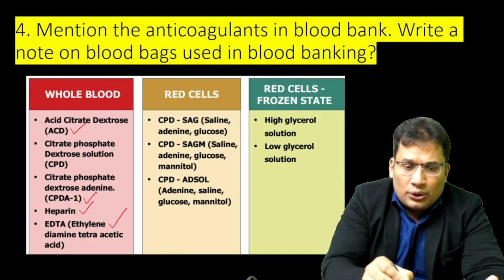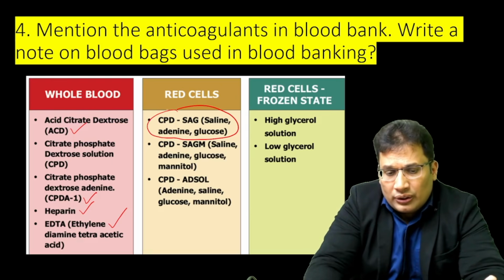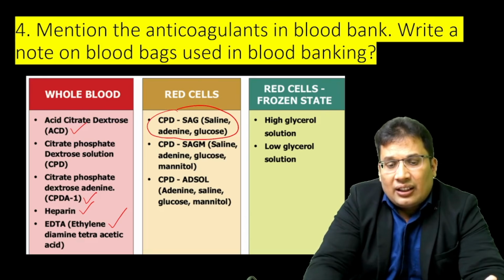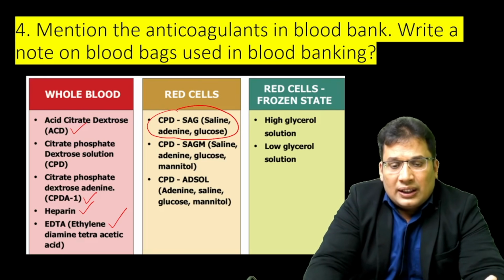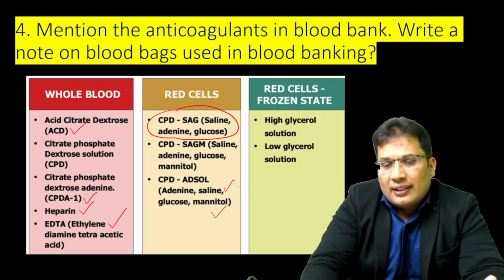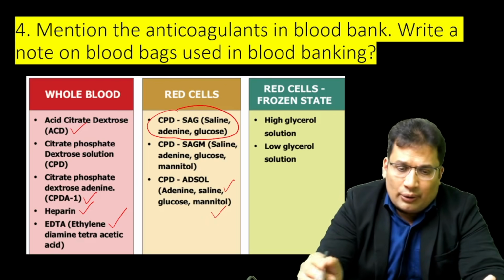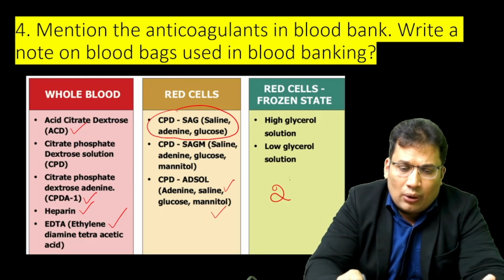For red blood cells we use CPD SAGM, S for saline, A for adenine, and glucose, and mannitol, and CPD Adsol, that is basically adenine, saline, glucose, and mannitol. For red cells in the frozen state we use high glycerol solution and low glycerol solution. If you write this, you will get 2 marks out of 5.